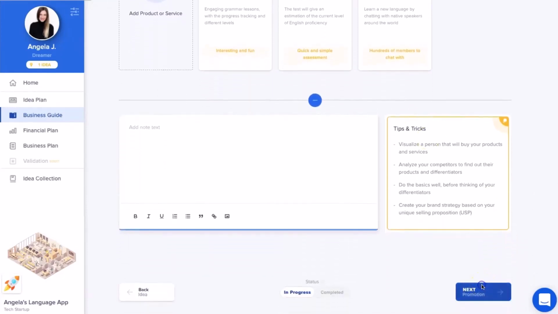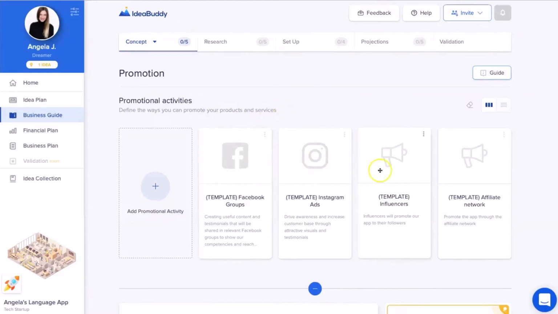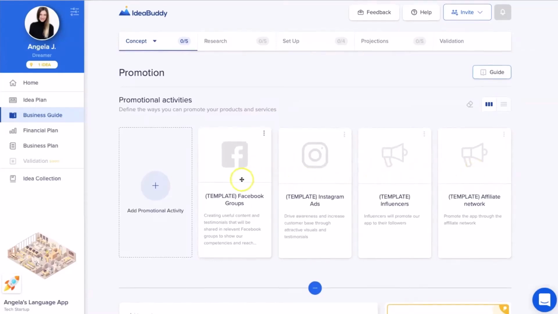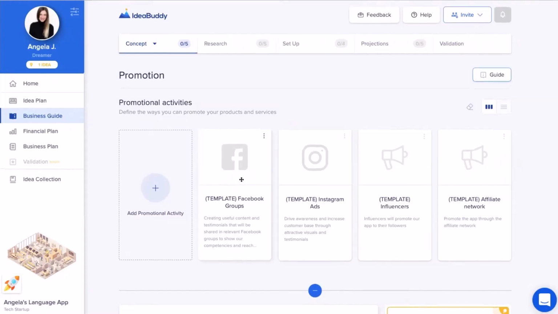Let's take a look at the promotion section. Now, we all know that our products and services don't sell themselves. We have to help the customer become aware that we exist, right? So here we list out all of our promotional activities, all the different ways that we plan to connect to the customer and let them know we're here, we exist, we're bringing a solution into your life.